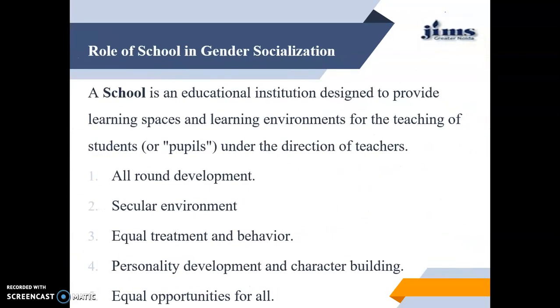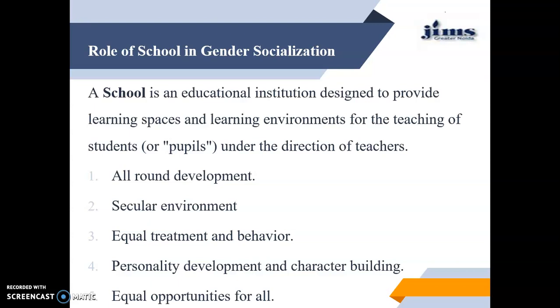Now, next we move on to the role of school in gender socialization. A school is the formal agency of gender socialization. So it is very essential that the school gives importance to this process. Now, what is the school? It is an educational institution designed to provide learning spaces and learning environments for the teaching of students under the direction of teachers. Now, what role is played by the school?